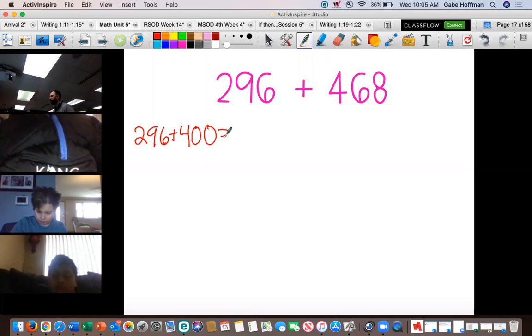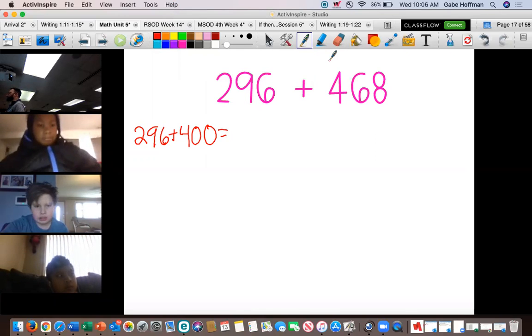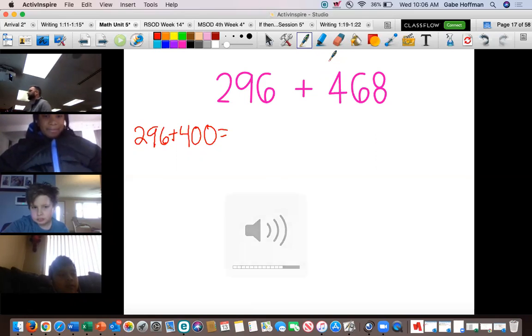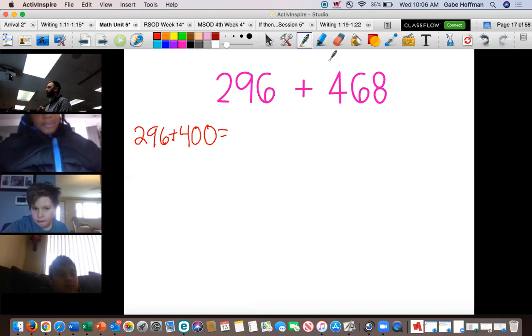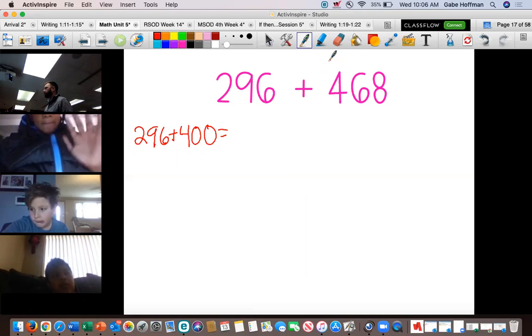Anybody can unmute and tell me, what did you get for 296 plus 400? Just go ahead and unmute and tell me. Anybody? We should have been spending the last 2.5 minutes working on the starter problems. This is one of those starter problems. If you know the answer, unmute and tell me the answer to 296 plus 400. 696. Thank you, Alejandro. 696.